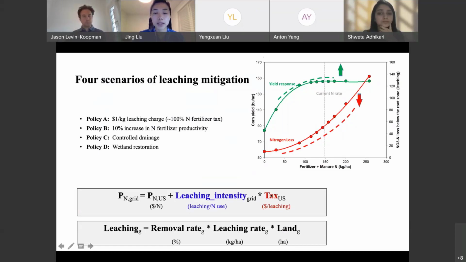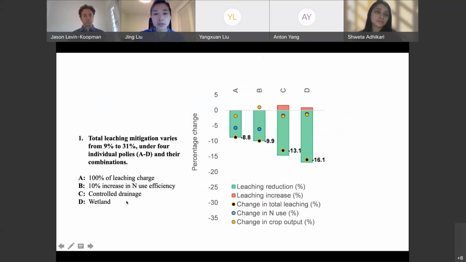And the policy will be played out through this leaching intensity. Of course, the policy, like the tax, doesn't vary by grid cell, but the leaching intensity varies by grid cell. So eventually, it gives grid-specific outcomes. So let's look at some results.